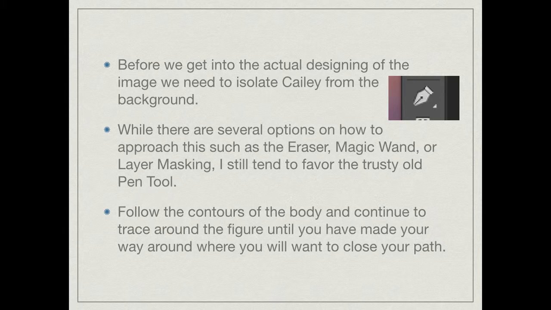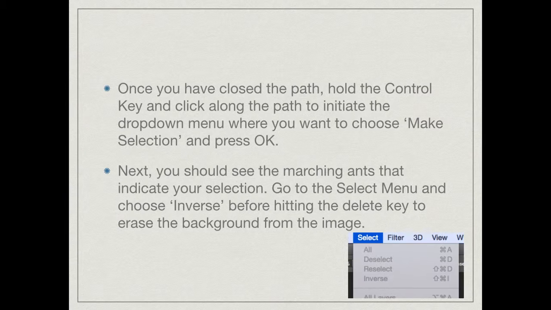Before we get to the actual designing of the image, we need to take Kaylee away from the picture that I showed you in the last slide. There are several ways to take her out of that. I just use the pen tool, which you can see in the picture in the top right. So you'll just follow the contours of the body and continue to trace around the figure until you have made your way around where you want to close your path. Once you have closed the path, you hold the Control key and you click along the path to get a drop-down menu where you will choose Make a Selection and you press OK.